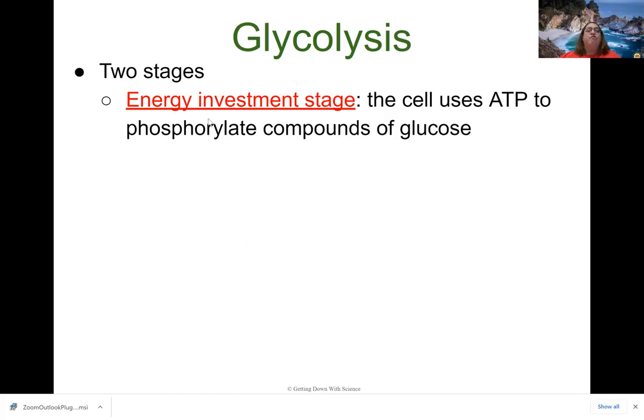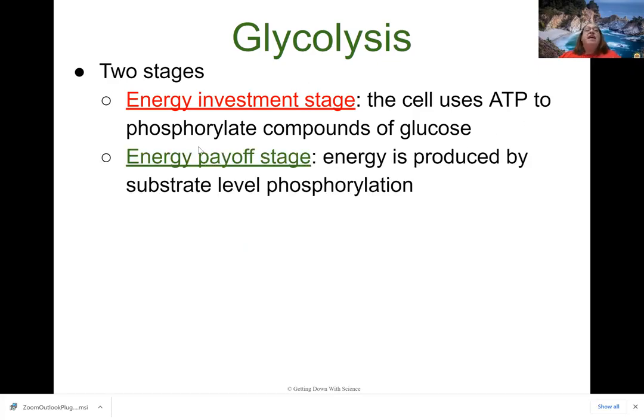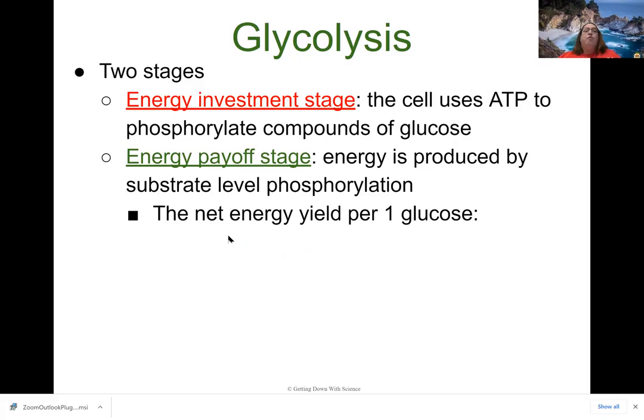So there is an energy investment stage. The cell is actually going to use ATP to phosphorylate the compounds of glucose to start the process. And then we have the energy payoff stage, which is where we actually get the energy produced through the process. So there is a net energy yield per 1 glucose of 2 ATP. So in reality, we would make 4 ATP, but we have to put 2 in, which is why we end up with a net yield of just 2 ATP. 2 NADH.